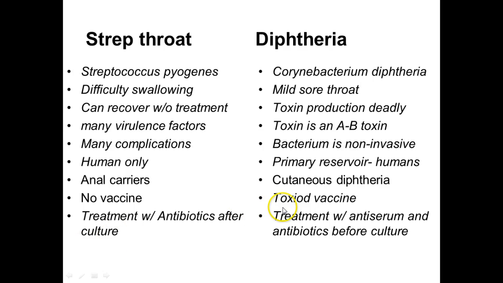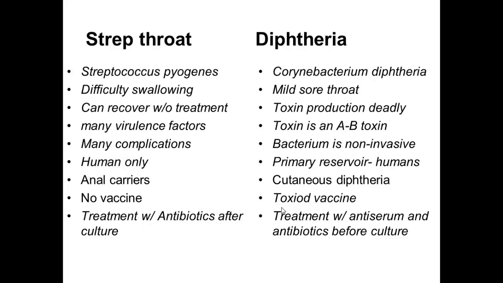Diphtheria, we don't have a vaccine against the bacteria, but we do have a vaccine against what? If it's a toxoid vaccine, what are we defending against? The toxin, right? Hence toxoid, right? So they're actually giving you the toxoid, right, to mount an immune response to it. So that's how we're protected against that one.